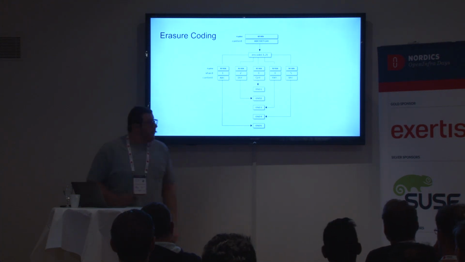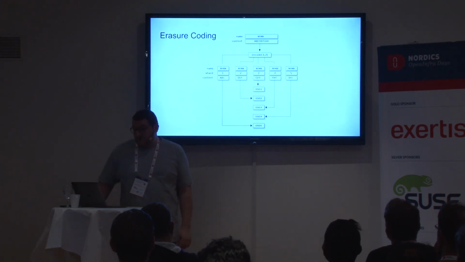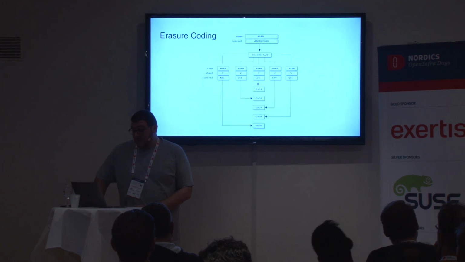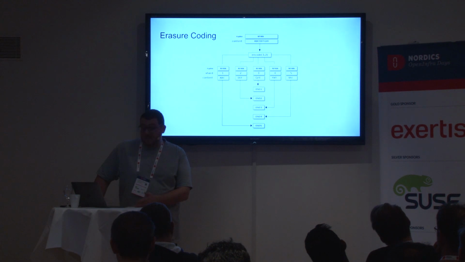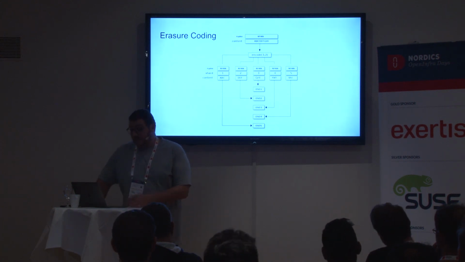So this is what erasure coding looks like in Ceph. This is for k equals 3 and m equals 2, so 2 parity shards for every 3 data shards. In Ceph, when you create a new pool, you can choose whether you want it to be triple replicated or erasure coded. It has a pluggable architecture, so you can specify which erasure code you want to use on a pool-by-pool basis.